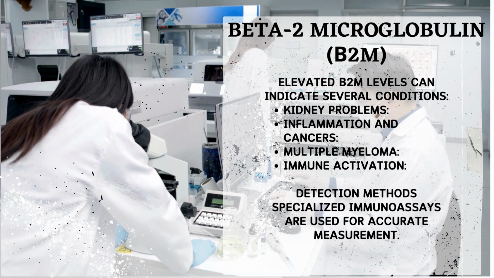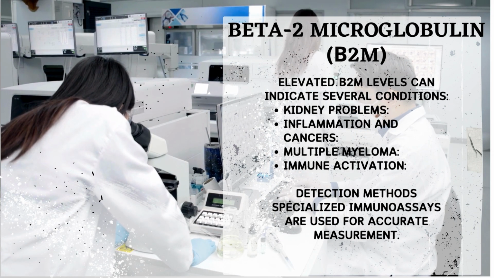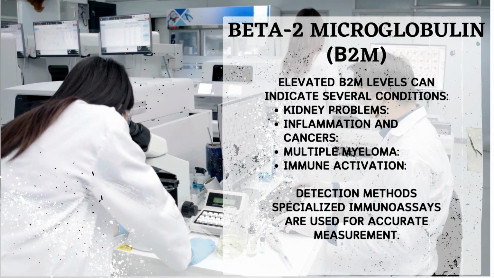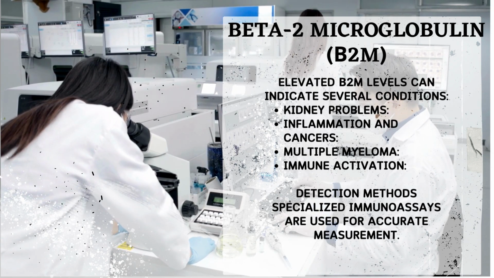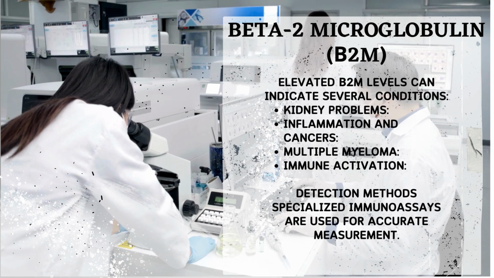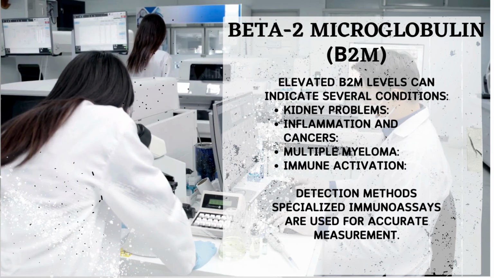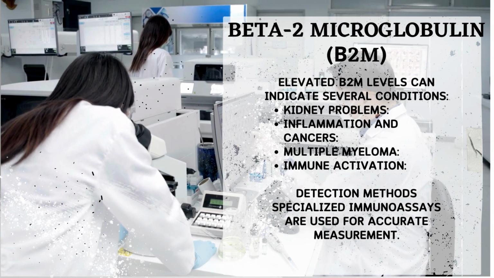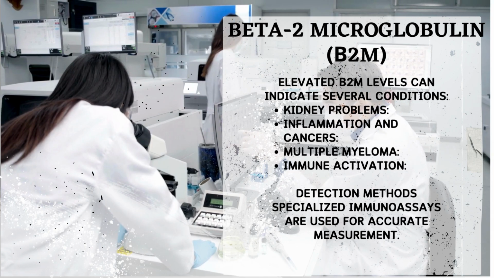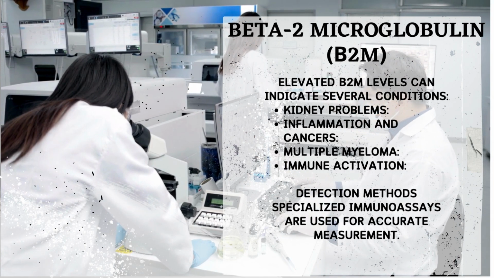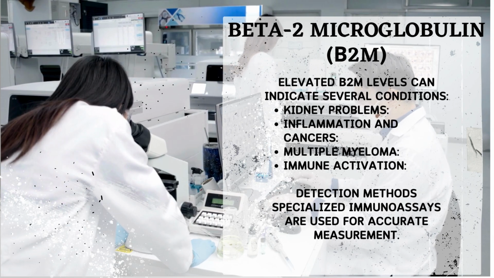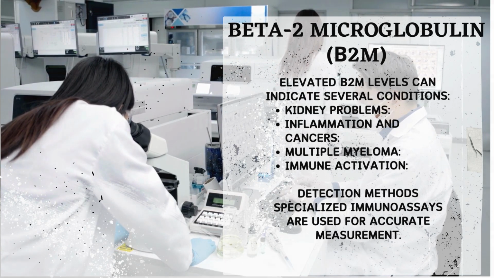Immune activation: increased beta-2M levels might also reflect heightened immune system activity and have been used as a marker for transplant rejection. Detection methods: beta-2M concentrations are typically too low to be directly visible on routine blood tests. Specialized immunoassays are used for accurate measurement.